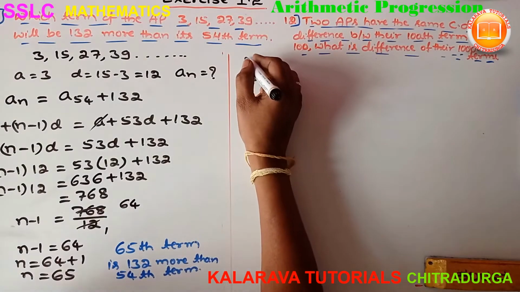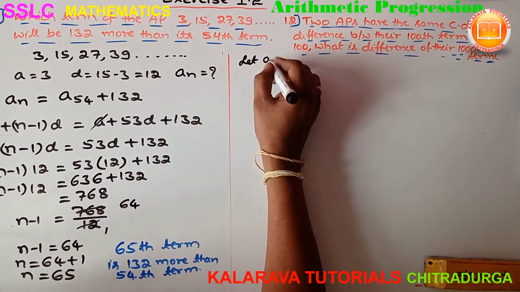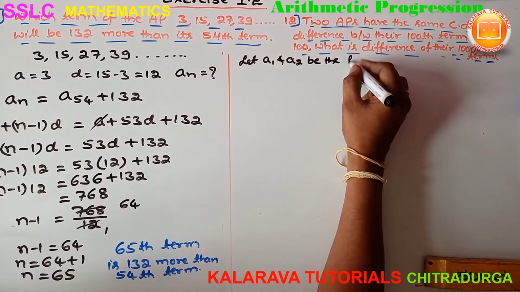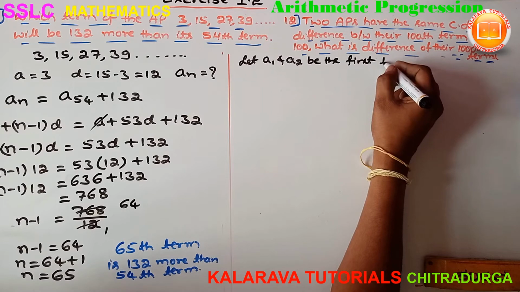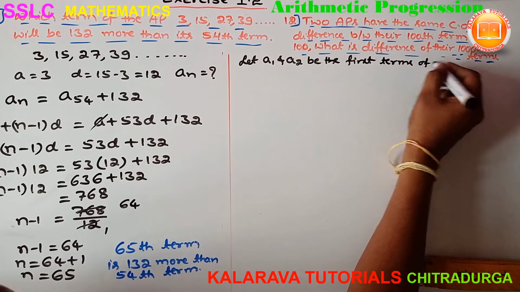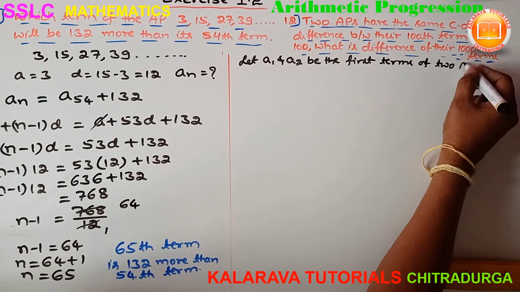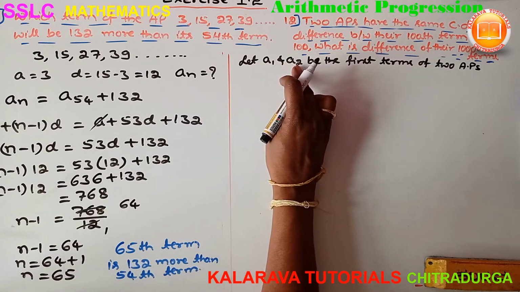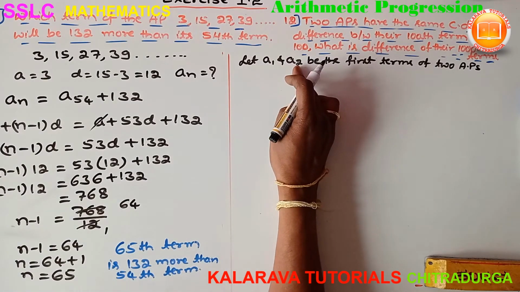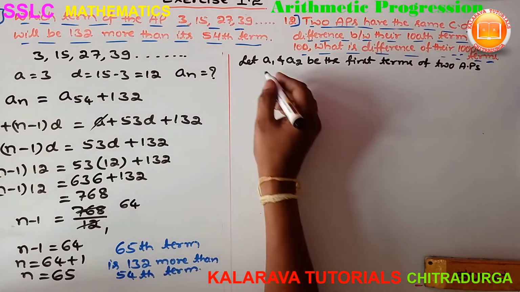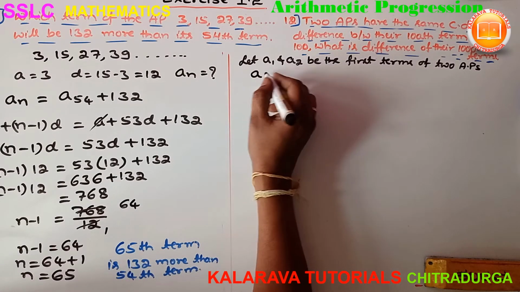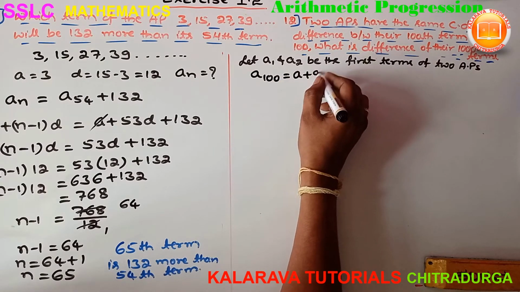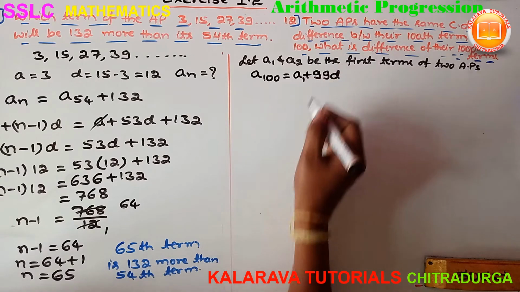So now we put, let A1 and A2 be the first terms of two APs. This is the first term of the first AP, and this is the first term of the second AP. So now we have to take the 100th term. Here we take that 100th term. A100 is equal to A plus 99d. Here A1 plus 99d.